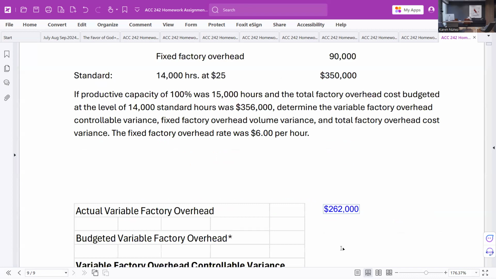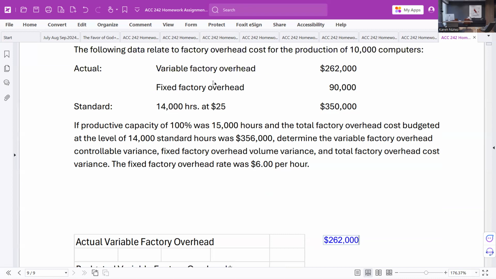Now, how do we get the budgeted variable overhead? Well, the way we normally get the budgeted variable overhead is to take the hours, right? Those budgeted hours, and they give us that. They give us hours of 14,000, and we want to multiply times the variable rate. Well, so here's what we've got. We've got a standard total overhead of $350,000. And we know that the fixed portion is 90,000. And we also know that the total rate is 25 and the fixed rate is 6.